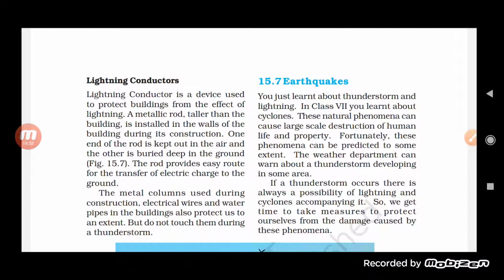But it is much better that we do not touch them during a thunderstorm. These metal columns help in providing a path for the electric charges. So if an excess amount of lightning strikes the building, a path will be provided by the metallic rod, due to which the electric charges can flow easily through it. Okay, so this is the lightning conductor.